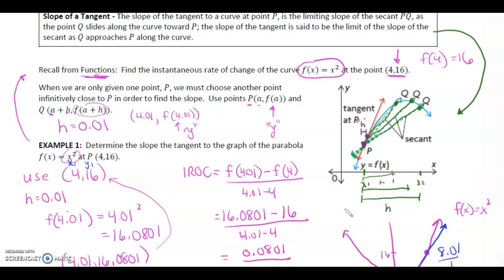And that's what it means when we talk about the slope of the secant as Q approaches P along the curve. So Q gets closer and closer to P, and when it's infinitely small, that secant is representative of the IROC.